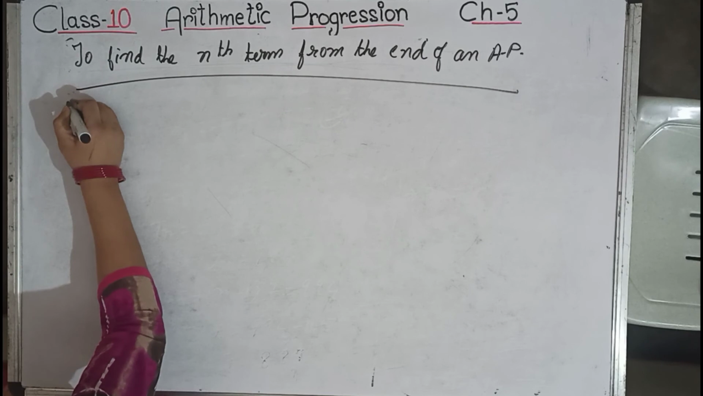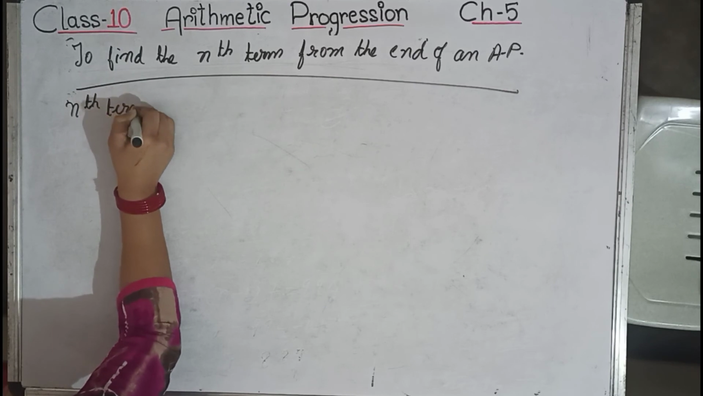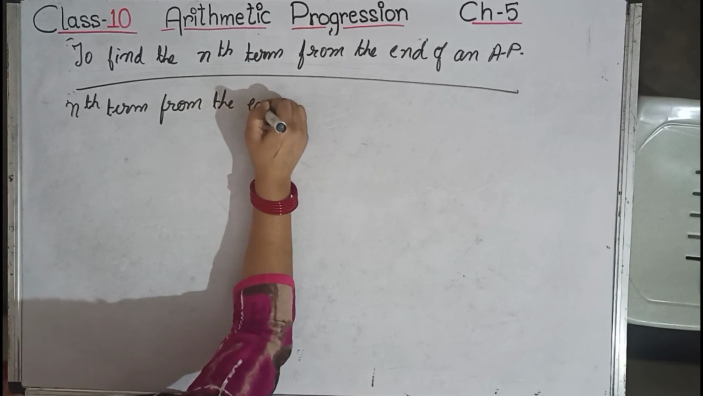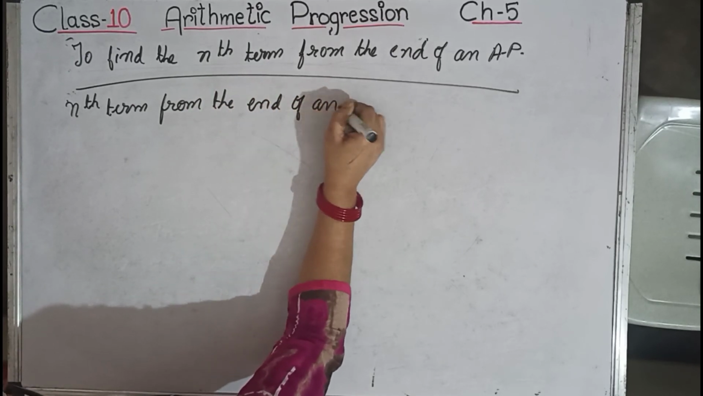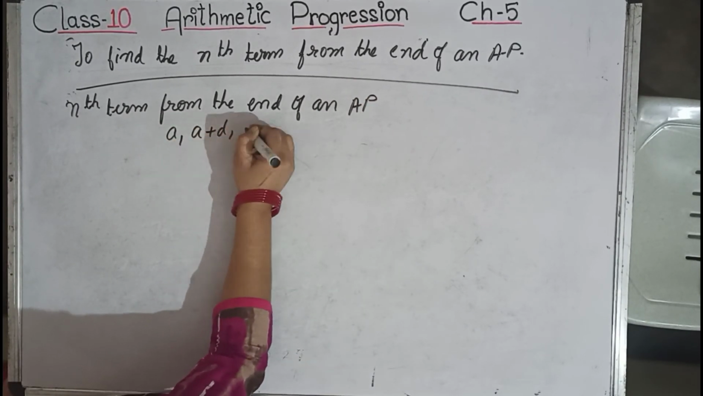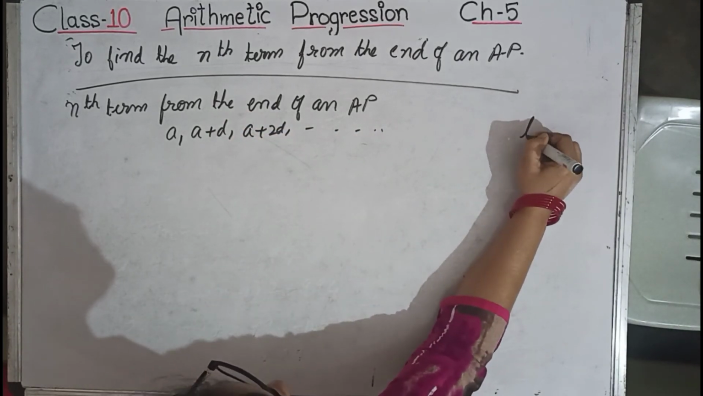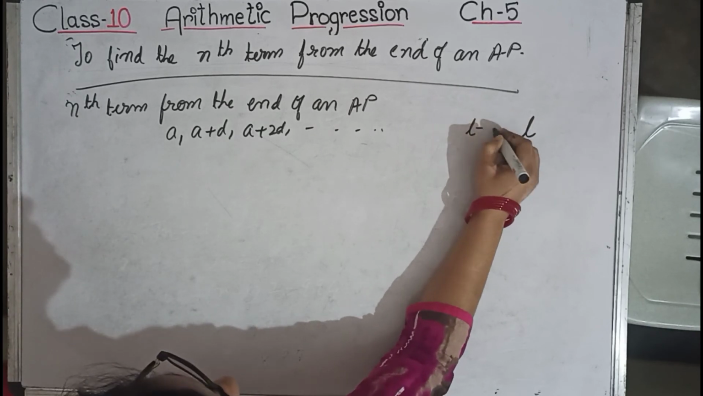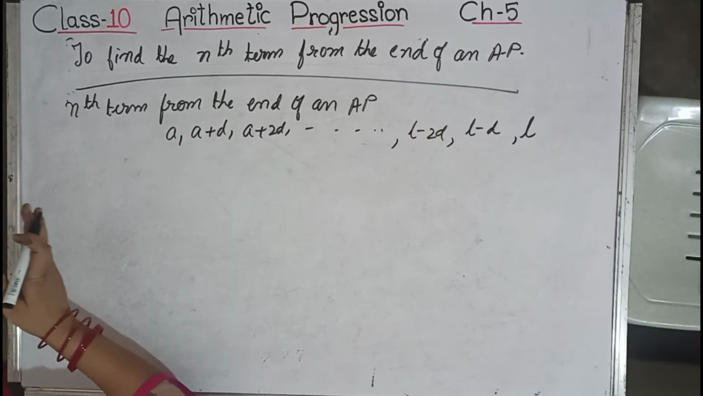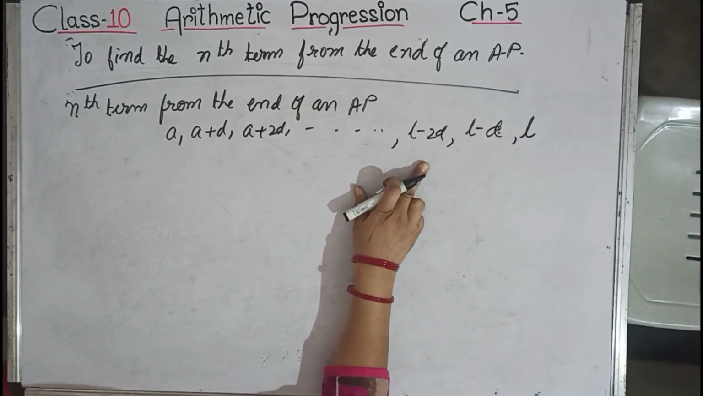So to find the nth term from the end, for this I am writing: nth term from the end of an AP. a, a plus d, a plus 2d, and so on. So let the last term be L, then before the last term it will be L minus d, and before that will be L minus 2d, and like this. Last term minus the common difference, last term minus twice the common difference, and so on.